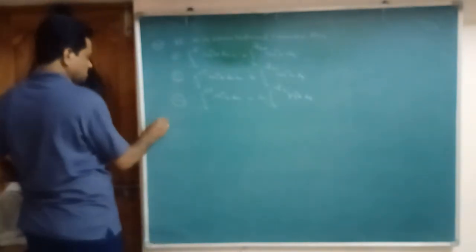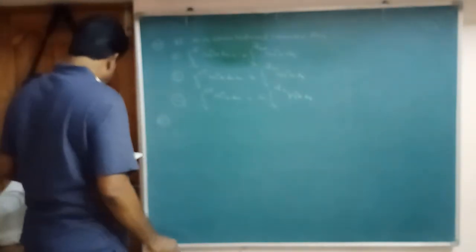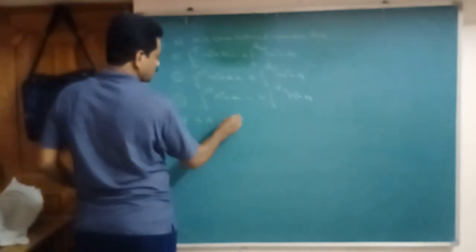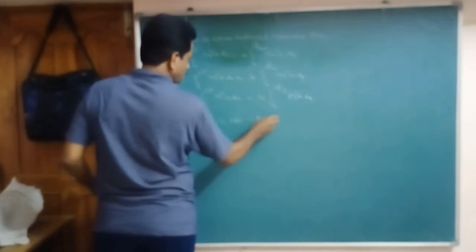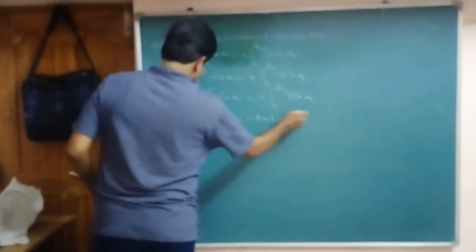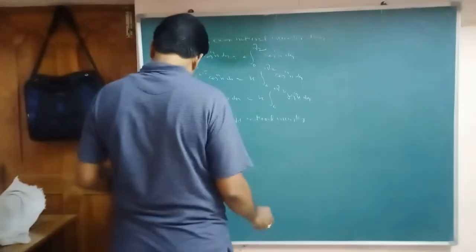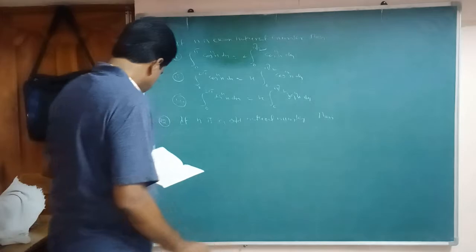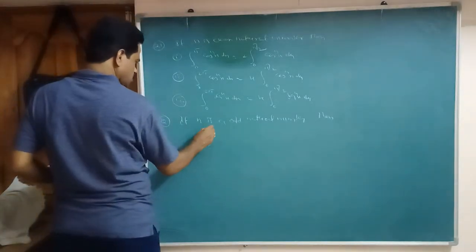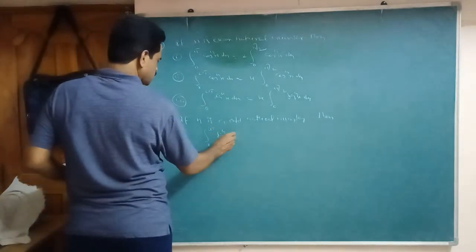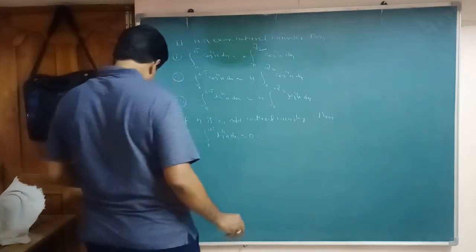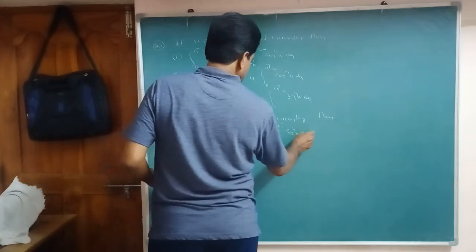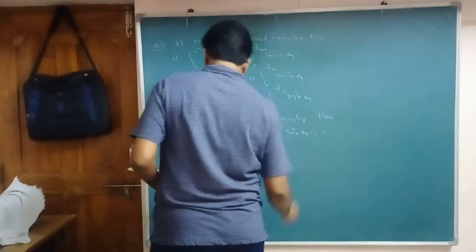Next, 22nd, if n is an odd natural number, then integral 0 to 2 pi sin power n x dx is 0. Integral 0 to 2 pi cos power n x dx is also 0. Both values are 0.